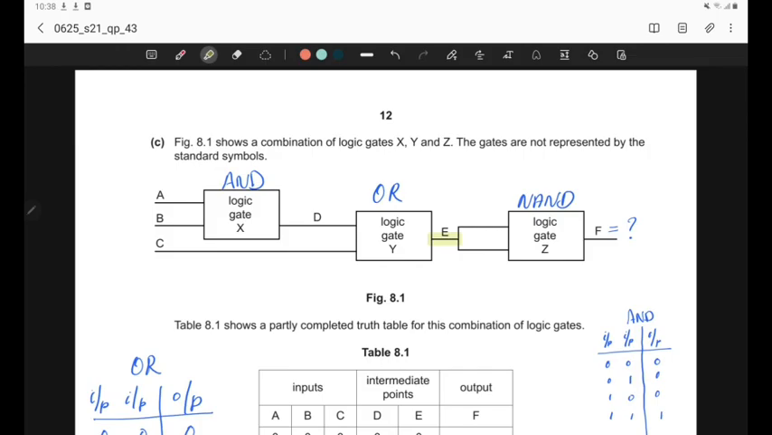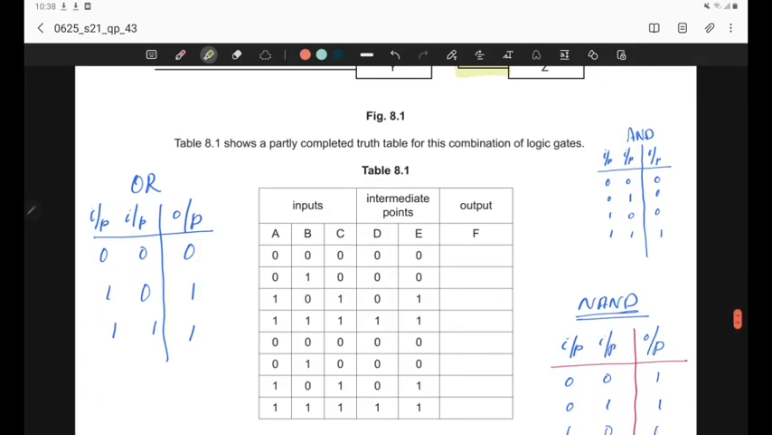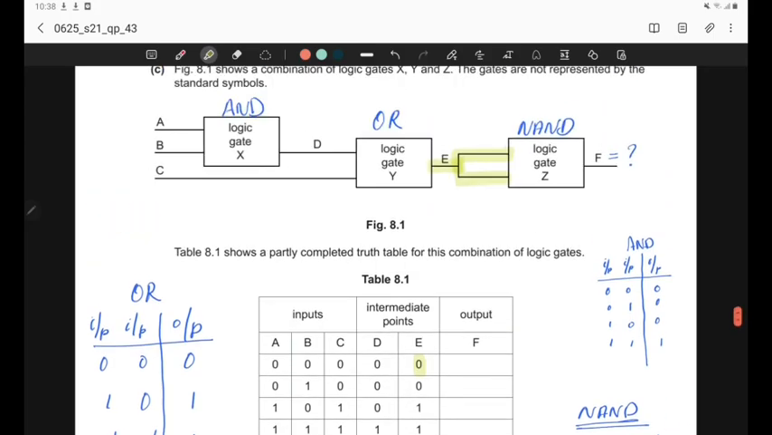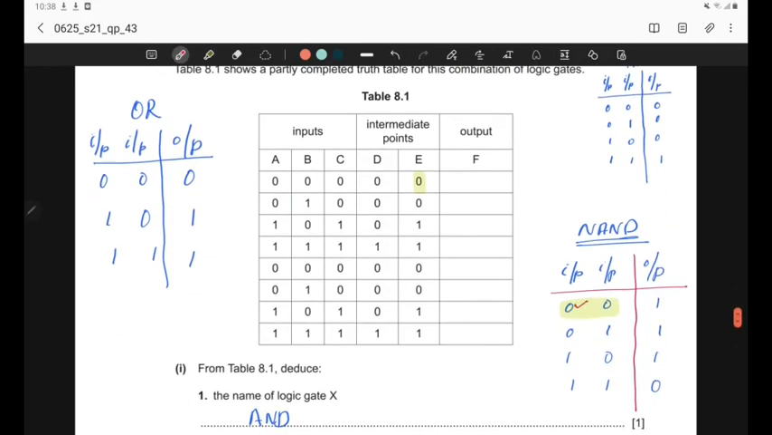Now we can fill the column F by looking at the inputs, that is, E is connecting to both the inputs. So for the first combination, E value is 0. That means at both inputs the value is 0. As you can see, when E is 0, it is exactly connecting to both the inputs. Now we can look at the truth table: when both the inputs are 0, the output will be 1. So we should write 1 as the output.